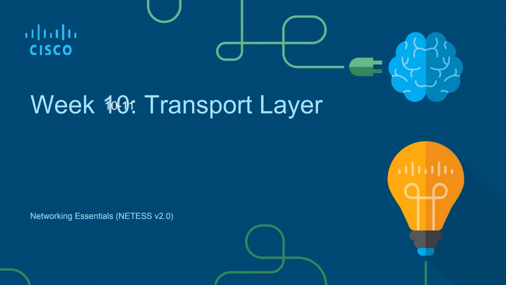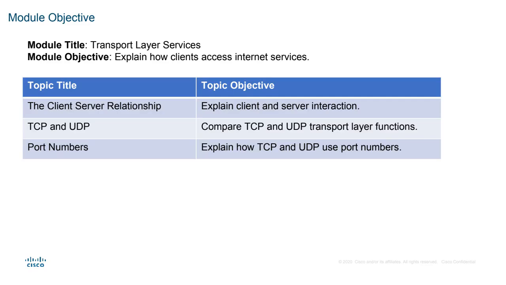Okay, this is week 11, transport layer, CIS 1103. We will discuss the client-server relationship, TCP, the difference between TCP and UDP, and port numbers.